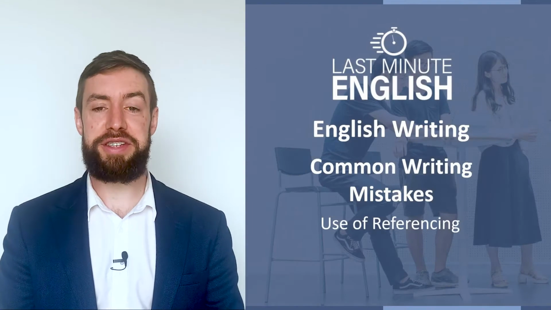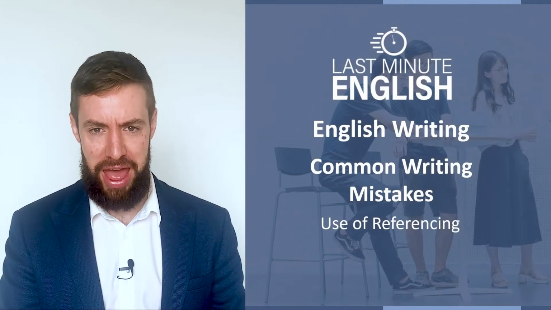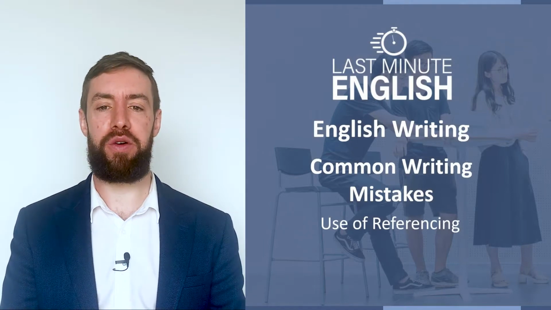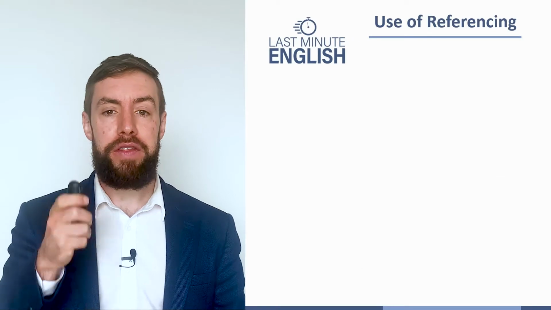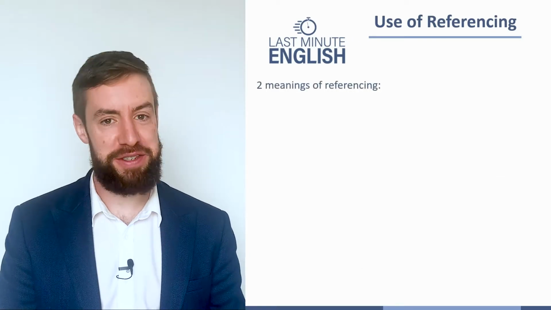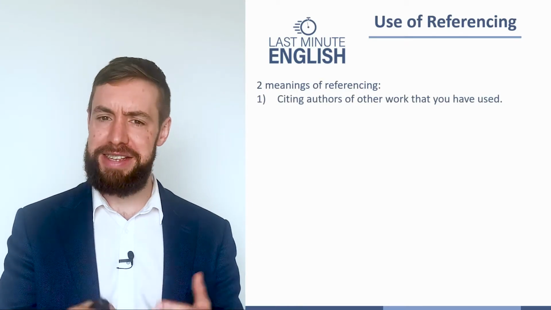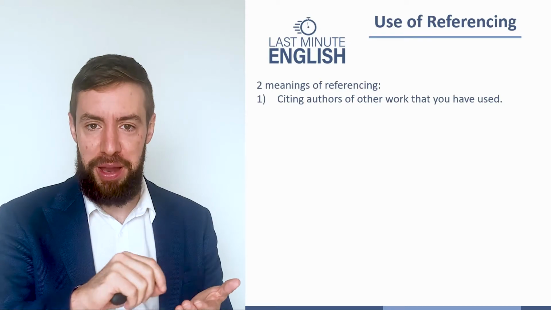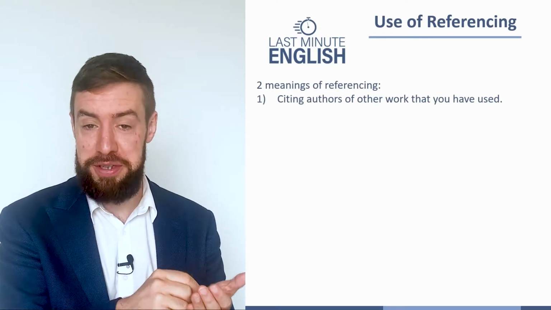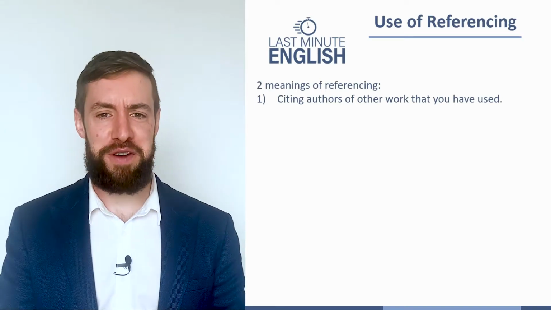In this video, we're going to take a look at the use of referencing and some mistakes that can happen when we use referencing. So first of all, what is referencing? There are actually two meanings of referencing. The first one is like when you're writing an essay and you say something like, Einstein said that, blah, blah, blah, or William Shakespeare wrote, etc., etc. We're not really interested in that kind of referencing here.